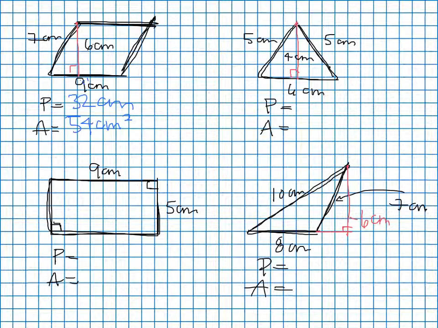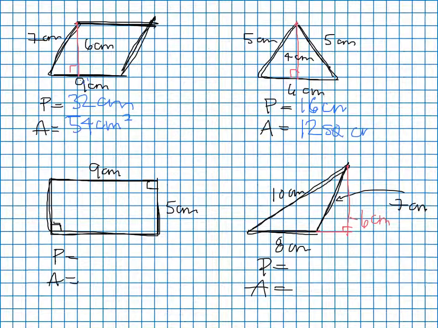For our first triangle, remember perimeter is, if we were to walk around this entire thing, 5 plus 5 plus 6, that's going to give us 16 centimeters. And our area, remember, is going to be base times height divided by 2. 6 times 4 is 24, divided by 2, we're going to get 12 square centimeters.